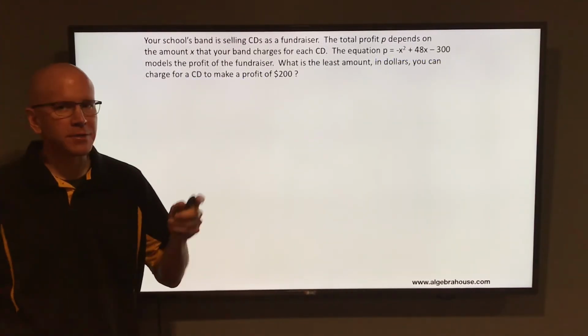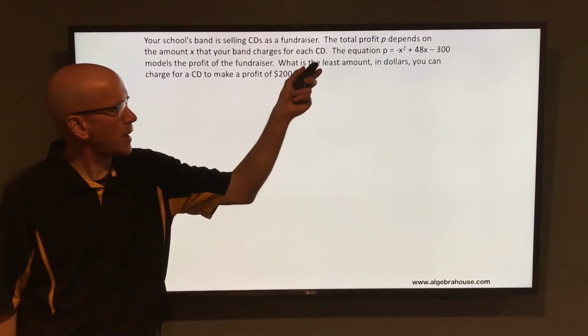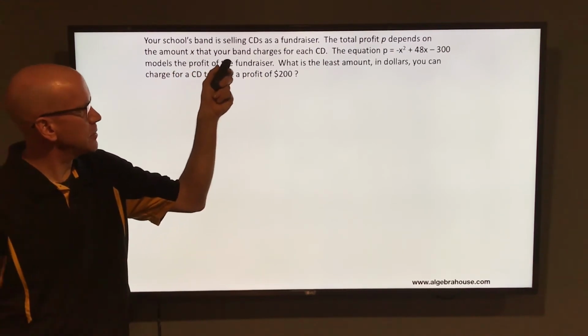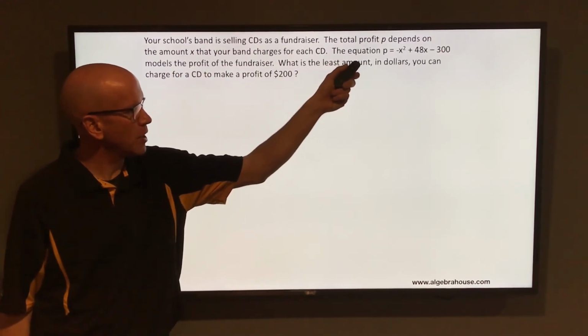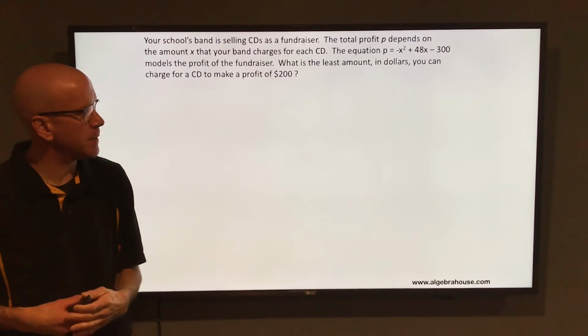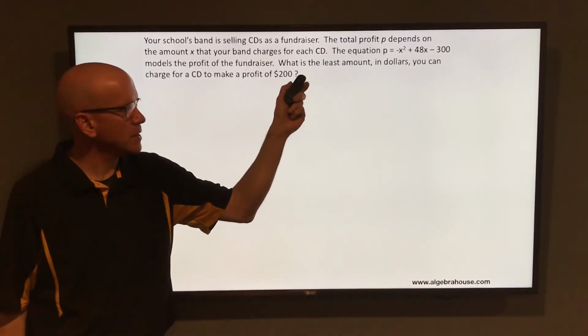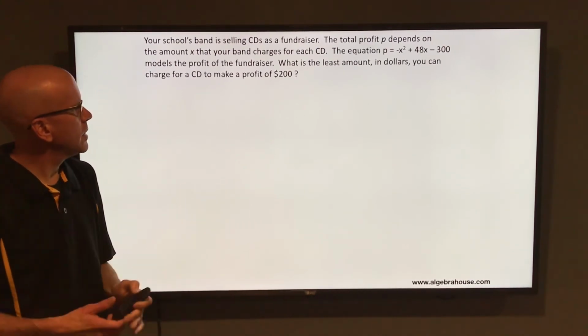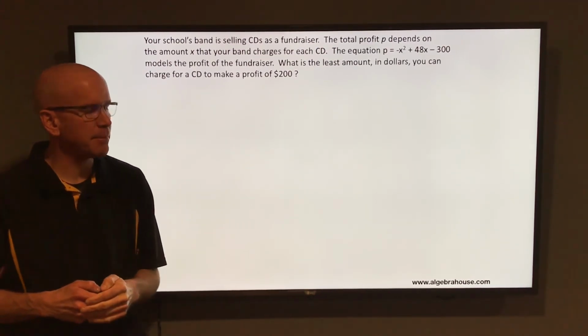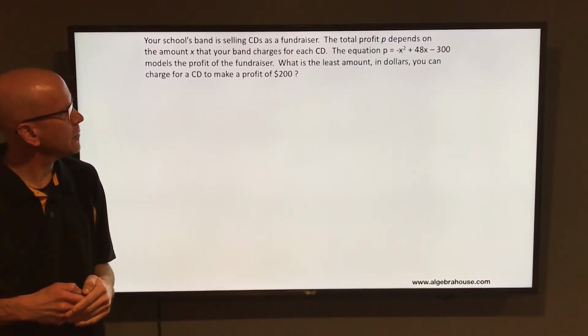Your school's band is selling CDs as a fundraiser. The total profit P depends on the amount x that your band charges for each CD. The equation P equals -x squared plus 48x minus 300 models the profit of the fundraiser. What is the least amount in dollars you can charge for a CD to make a profit of $200?